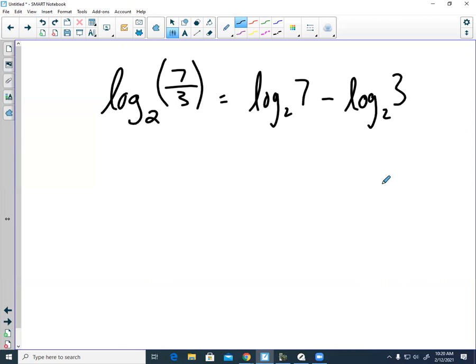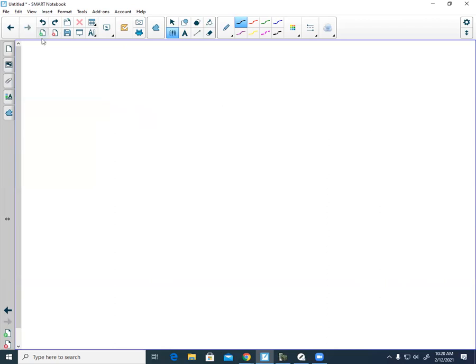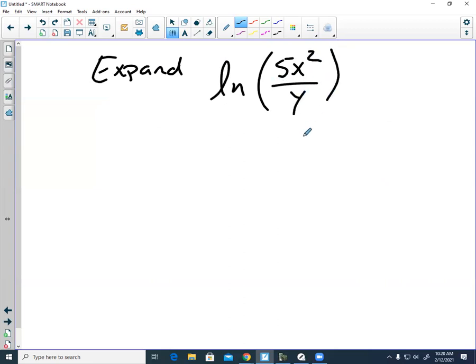Okay. So the questions that are a little bit more challenging are things like this. If I see something that says expand ln of 5x squared over y, obviously there's nothing I can do to solve this. There's 2 variables. It's not even really an expression. It's just asking me to expand it to make it bigger.